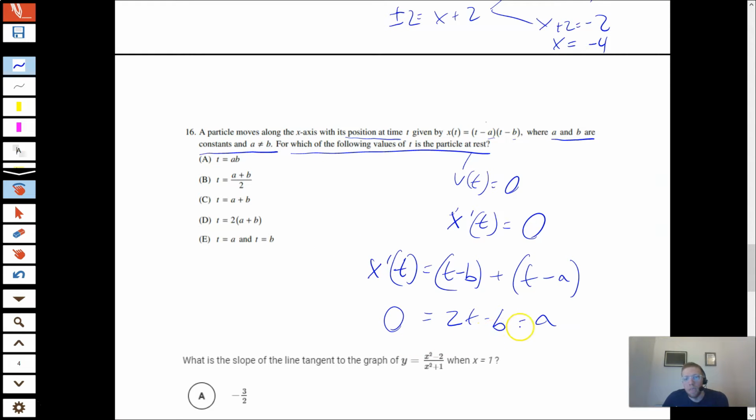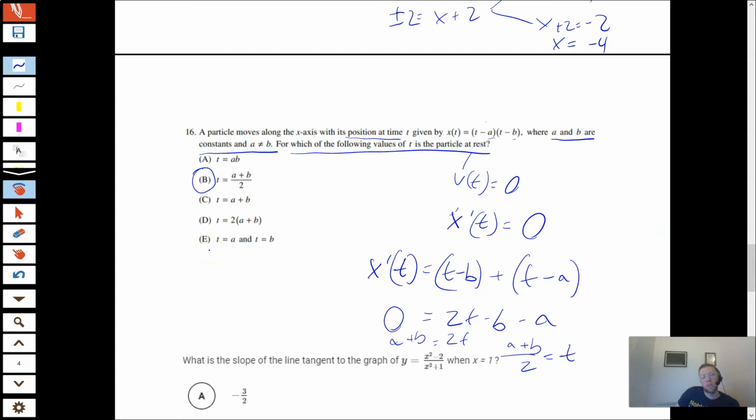So I'm going to add b and add a to both sides, and I get a plus b equals 2t, and then a plus b over 2 equals t. So that's pretty cool. So I don't even need numbers in this problem to solve it, right? This tells me that for any a and b, if you add them together and divide them by 2, that is equal to the time, the particle will be at rest.